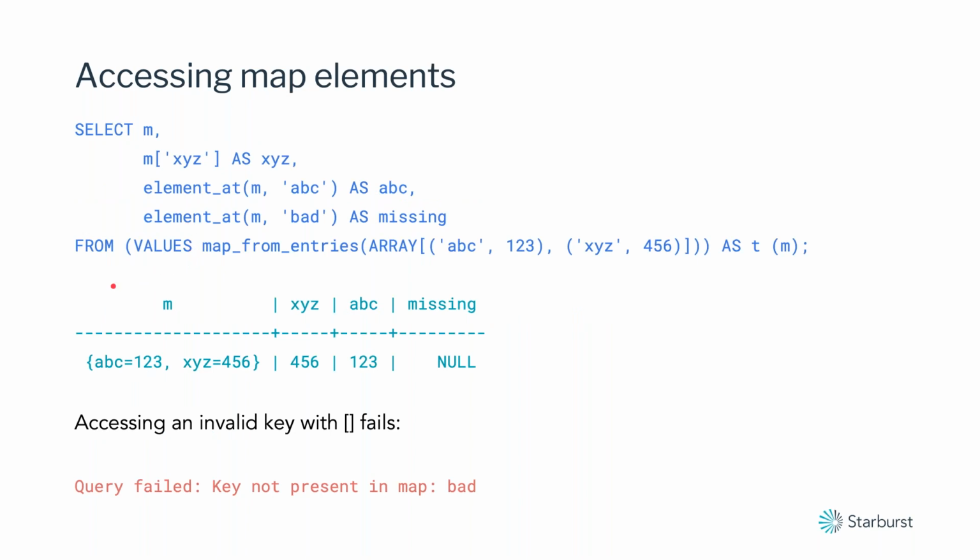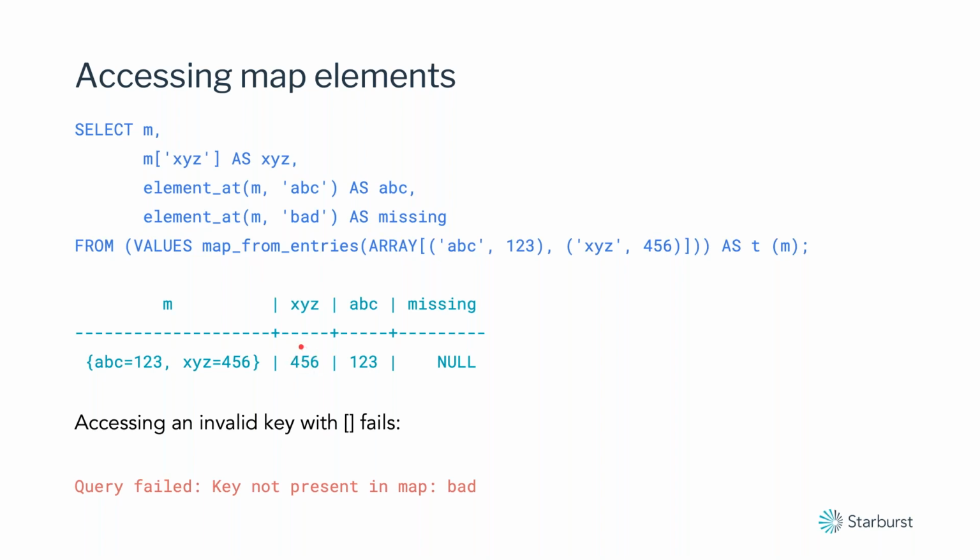So we access map elements very similar to the way that we access array elements. We use the bracket operator, and we pass in the key instead of the ordinal number. And so if we've got our map of ABC and XYZ, we can see that we can access key XYZ here and get out the value for it.